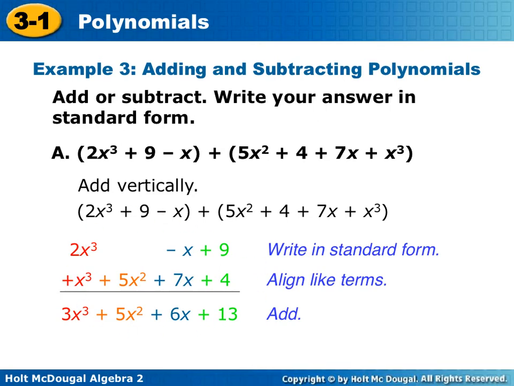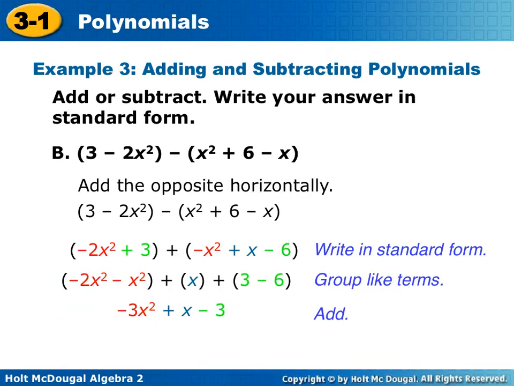So here you can just see 2x cubed plus x cubed, 5x squared plus 0x squared, -x plus 7x, and 9 plus 4. And that gives you the sum down there. Next example will show you horizontal.